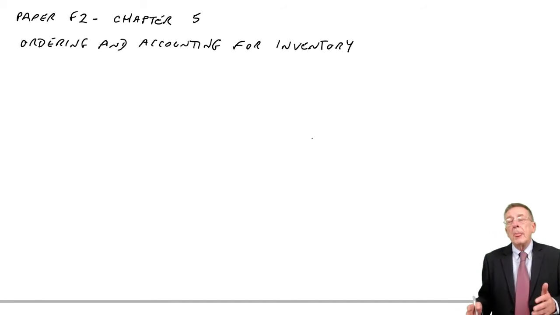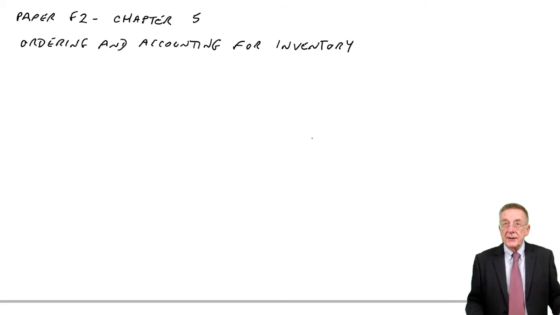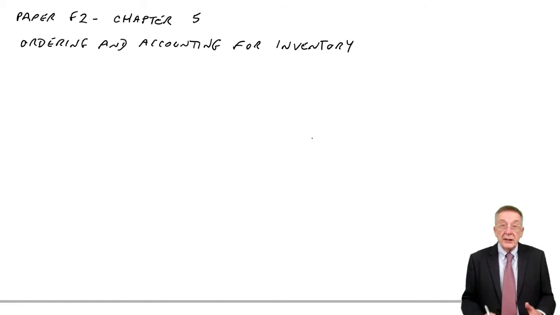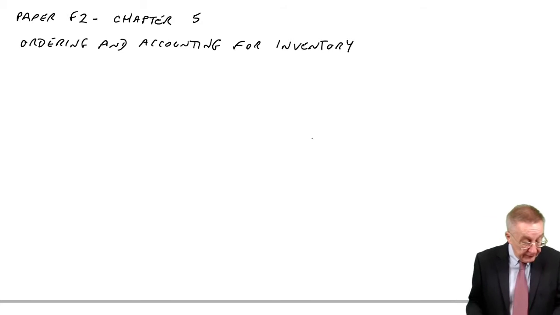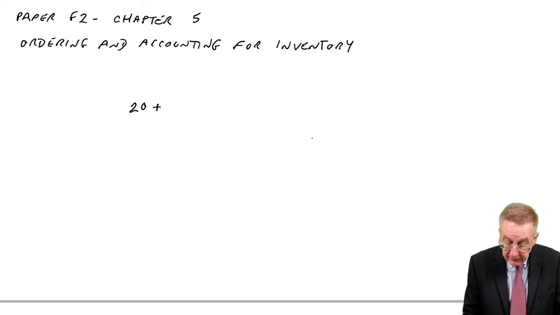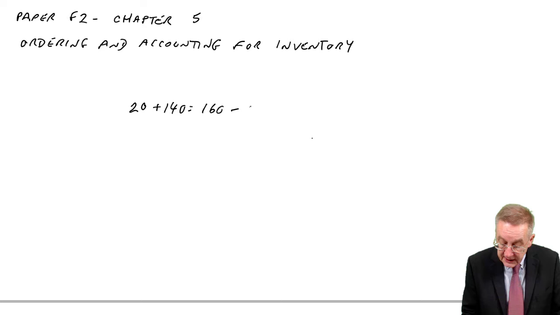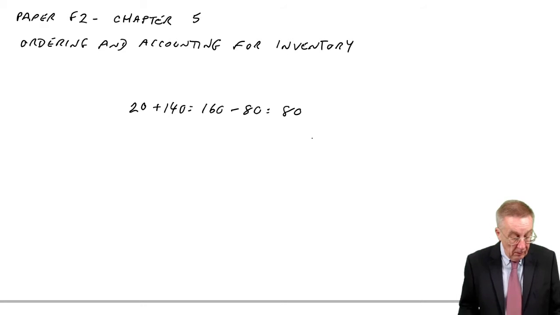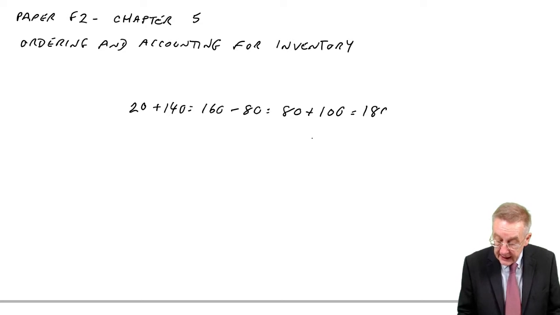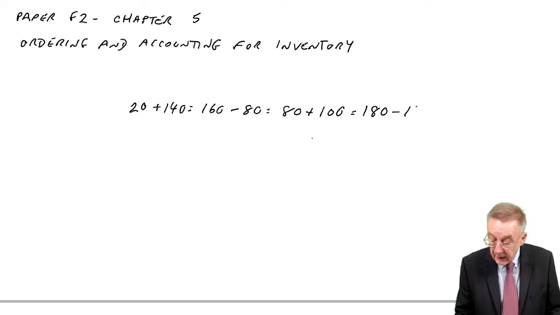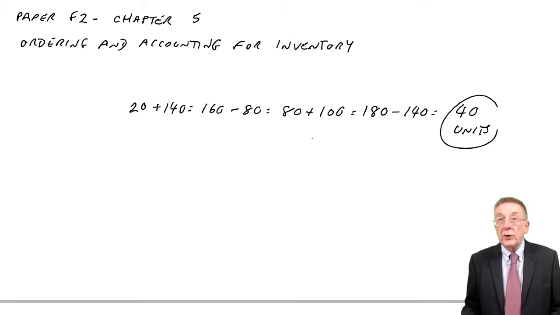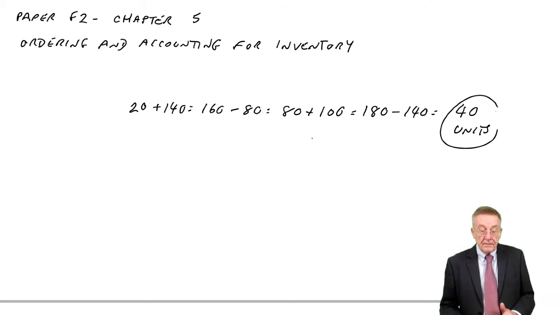So throughout the month, we're receiving goods, we're issuing goods. And the question is, how are we going to value whatever's left? And how many are left? Remember, we started with 20. We then got another 140, so we've now got 160. We issued 80, so there were then 80 left. We got another 100, so that gave us 180. And finally, we issued 140. So at the end of the month, we've 40 units left in inventory.